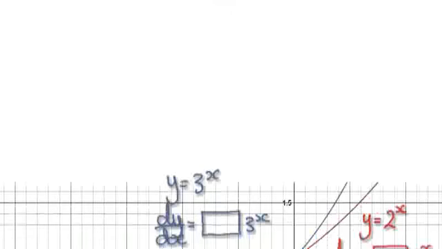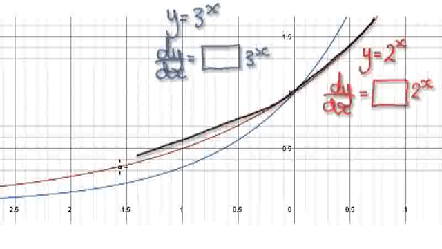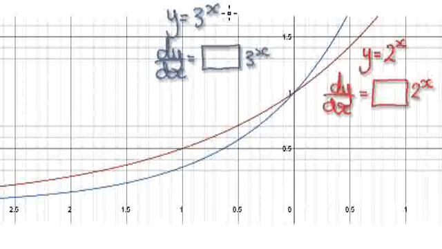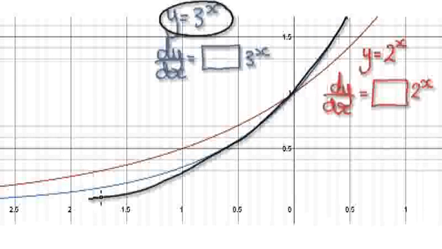So following on from the previous video, if you get a graph plotter and plot y equals 2 to the power of x, you will get this red line here. If you get a graph plotter and plot y equals 3 to the power of x, you will get this blue line here.